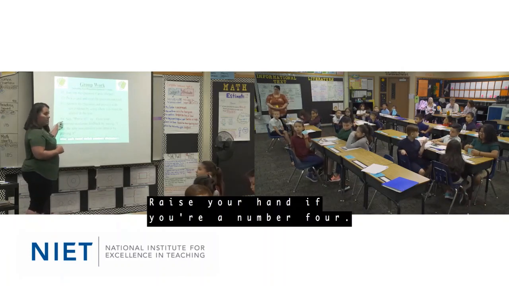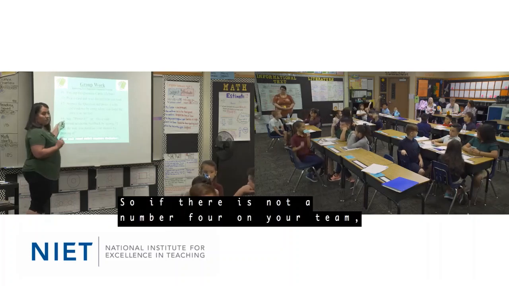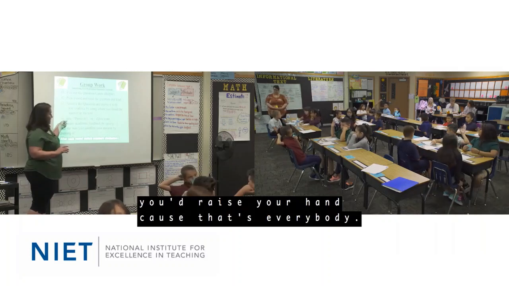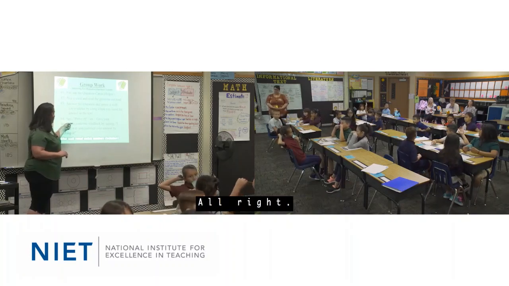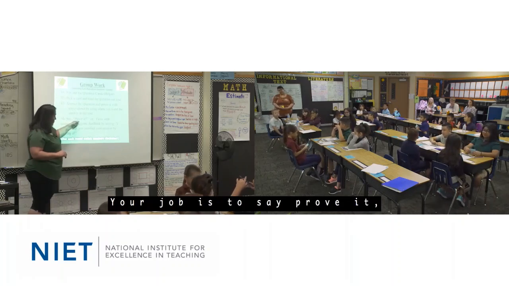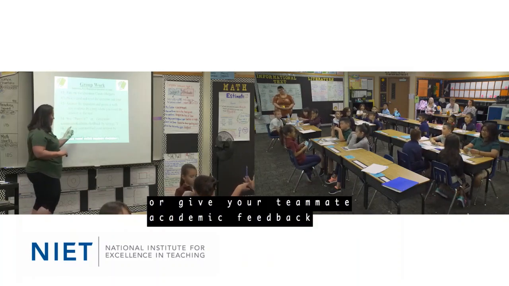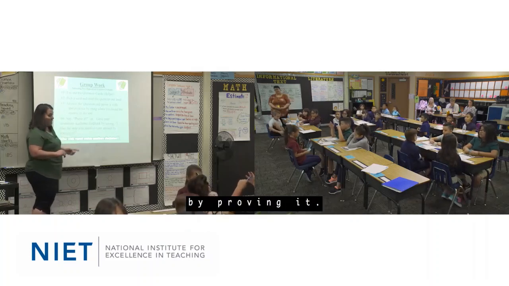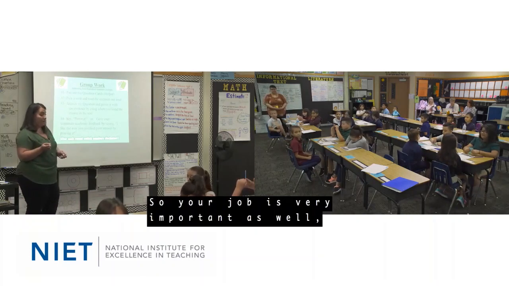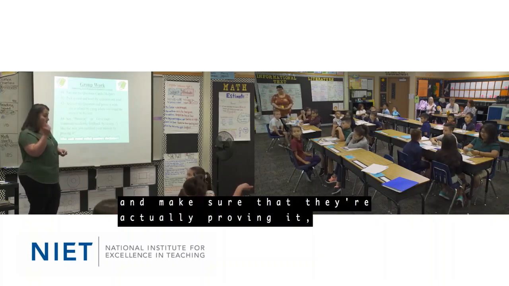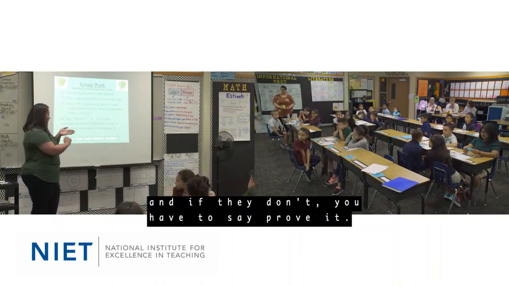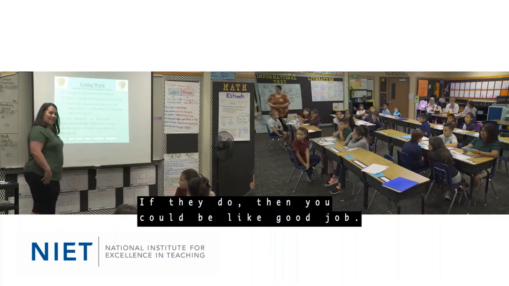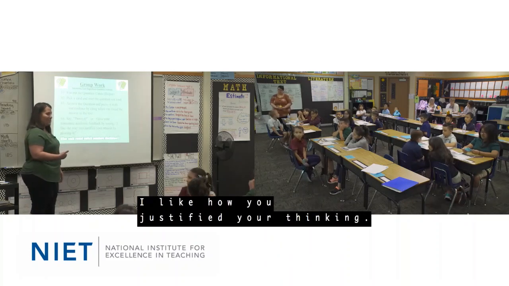And number fours, raise your hand if you're a number four. So if there's not a number four in your team, that would be everybody. So the threes, you'd raise your hand because that's everybody. All right. Your job is to say prove it or give your teammate academic feedback by saying, I like the way you justified your answer by proving it. So your job is very important as well because you need to listen and make sure that they're actually proving it. And if they don't, you have to say prove it. If they do, then you can be like, good job. I like how you justified your thinking.